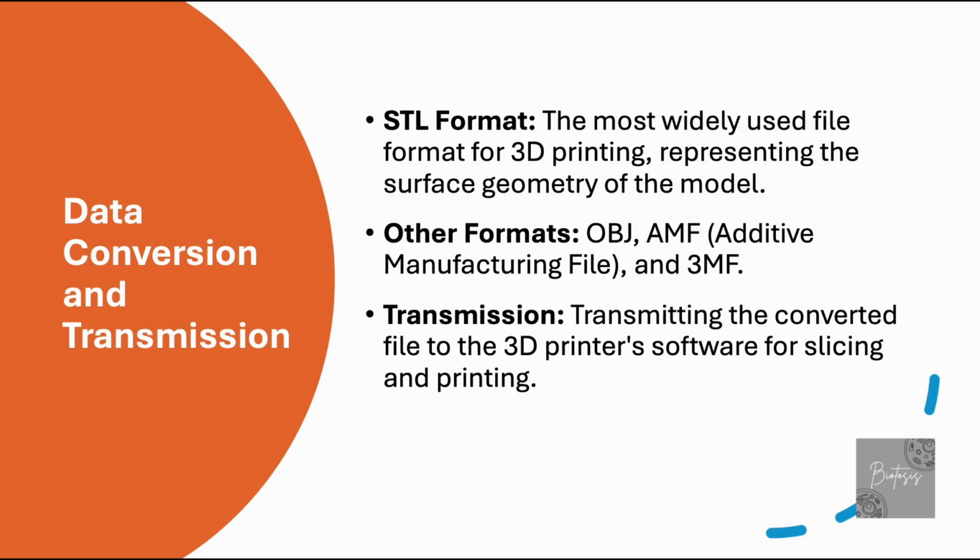Now, data conversion and transmission. Like I said, it is created in software, and then it can be exported in a PDF form or something, like an STL format file that is used to put those models into the printer. Other formats some printers use are 3MF, OBJ, AMF, right? Now, what is transmission? Transmission is nothing but transmitting the converted file into the 3D printer software for slicing and printing. Now, one new term is slicing.